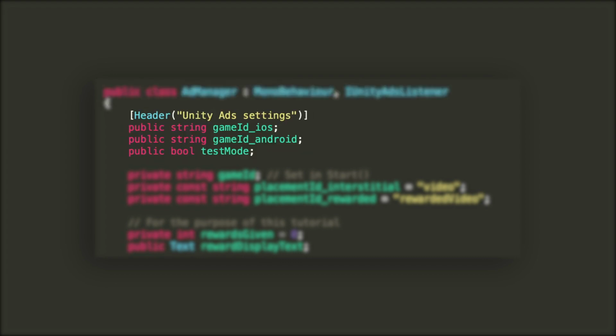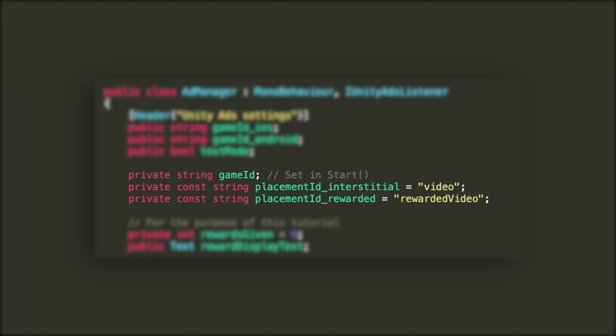Then, I added two public string fields, one for our iOS game ID and one for the Android game ID, that are the ones we found in the Unity dashboard and will be setting from the inspector. And I also added a public bool called test mode that we're gonna use to enable and disable the test mode when we are releasing our game. Then I added a private string field gameID, which will be set to the iOS or Android one in the start method, depending on what platform the player is using, and two private constant strings that are gonna store the IDs for our interstitial and rewarded video ads.